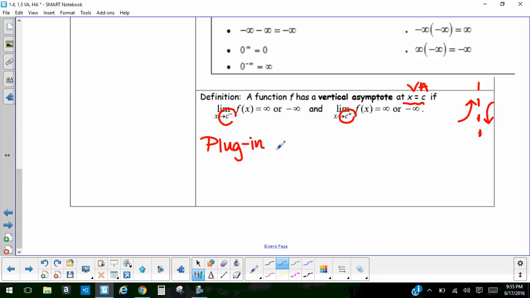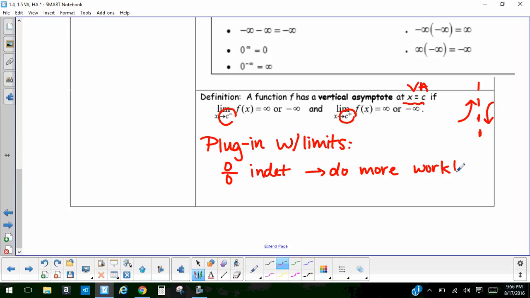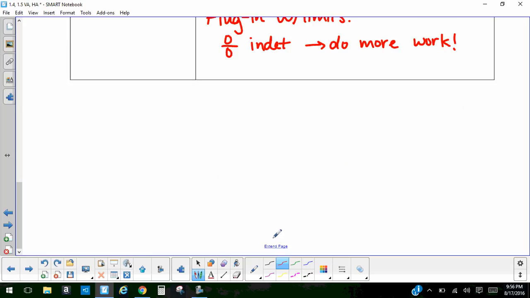If we are plugging in with limits, we could get different options. We've already seen some of them. We get 0 over 0 a lot, and that means indeterminate form. That means do more work. We saw that in 1.3's analytically notes and homework.